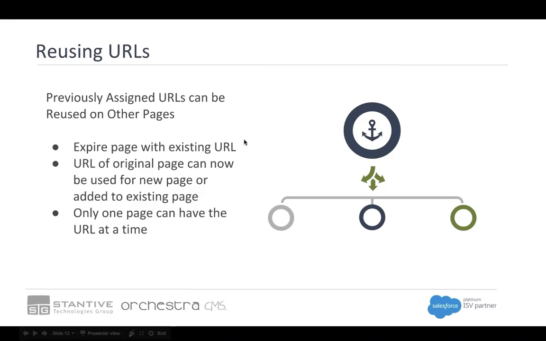We also heard from our customers that they would like to be able to take the URL they previously used on one page and assign it to a new page that they have authored. With Winter 17, you can. Although only one page can use a given URL at any one time, you can now take the URL from an expired page and assign it to a new or existing page. Let's take a look at an example.